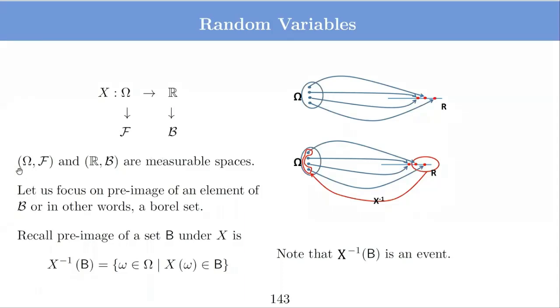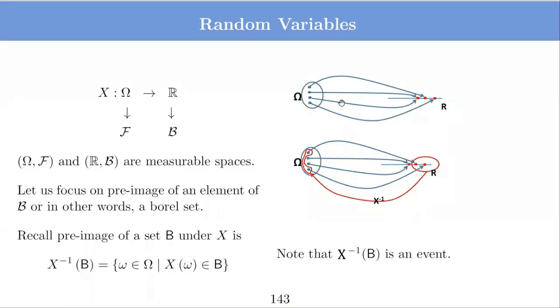And we know that (omega, F) is a measurable space, and also R with the Borel algebra, this pair is also a measurable space. Remember the definition of measurable space: if you have a sigma algebra, then omega and F are known as a measurable space. And every element in F is known as a measurable set. So here all elements in F are measurable, and here also all elements in this Borel algebra are measurable.